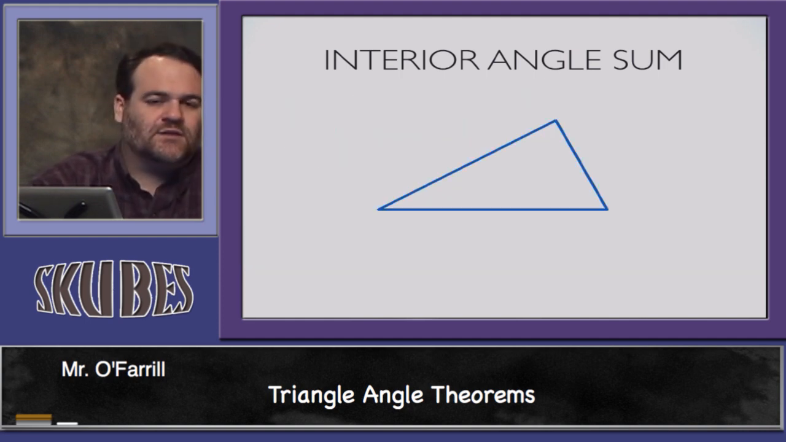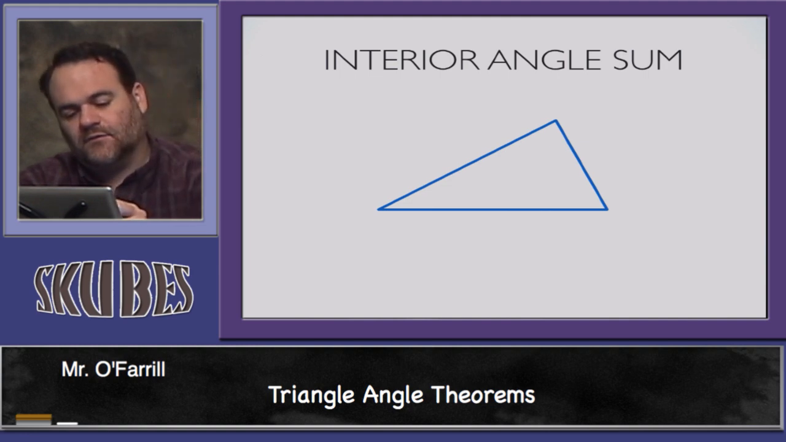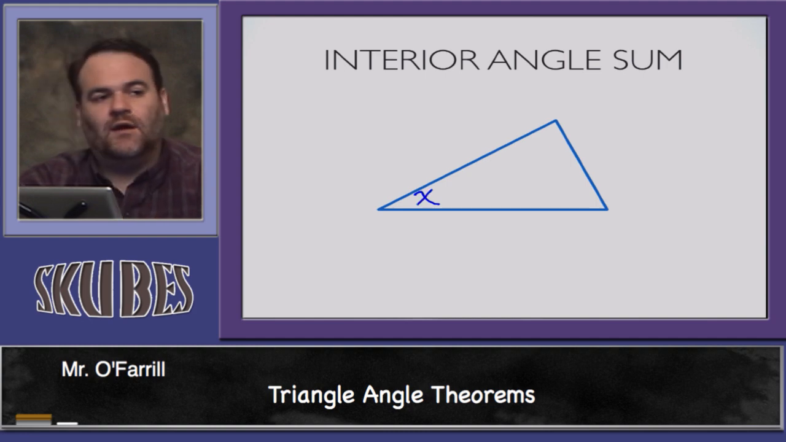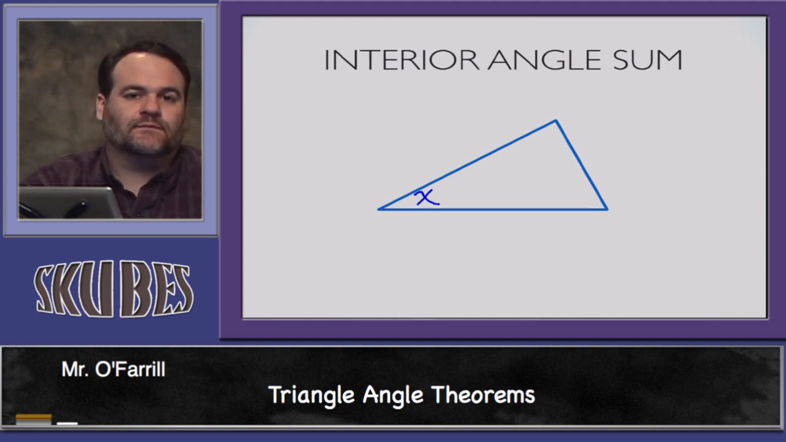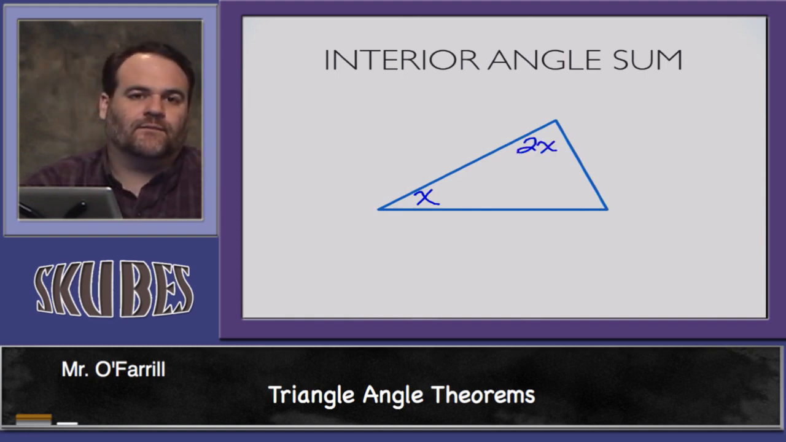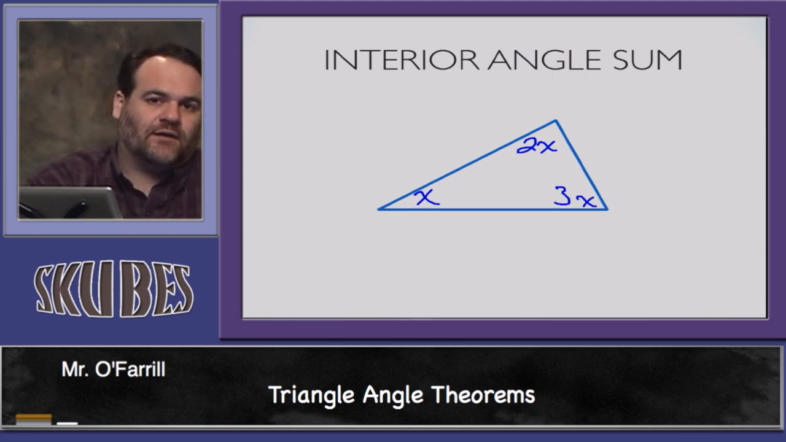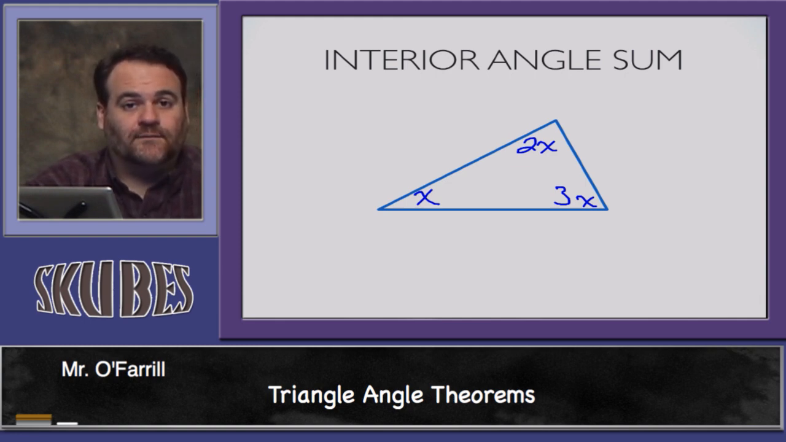This time let's change it up a little bit. We're going to make this angle simply be x. And we're going to make this angle twice as big. We're going to call it 2x. And then finally, we'll take a look at the last angle, and we're going to call it 3 times as big as the first one. It's going to be 3x. What's the measure of each angle of the triangle?